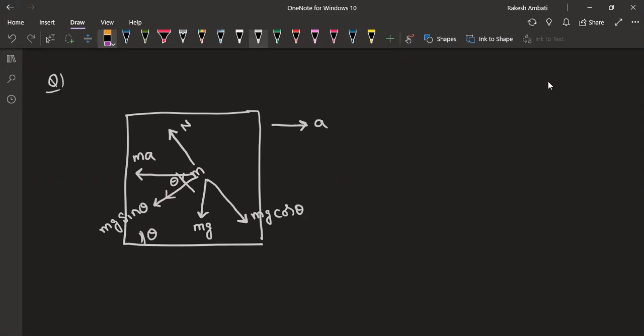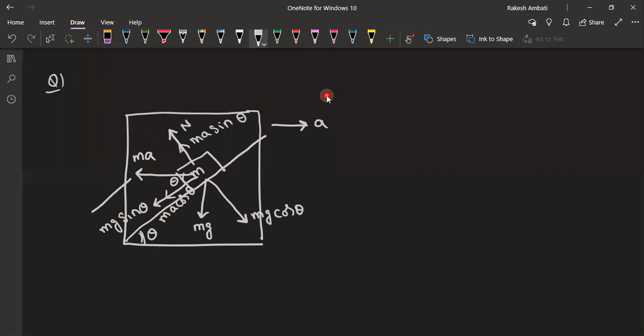So here it is, the wedge. So it is MA. Now this component is MA cos theta. This component is MA cos theta, and this component is MA sin theta. MA sin theta. And in the question, the block is moving down the wedge.